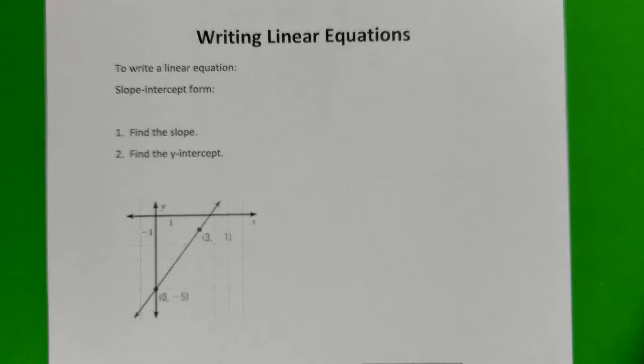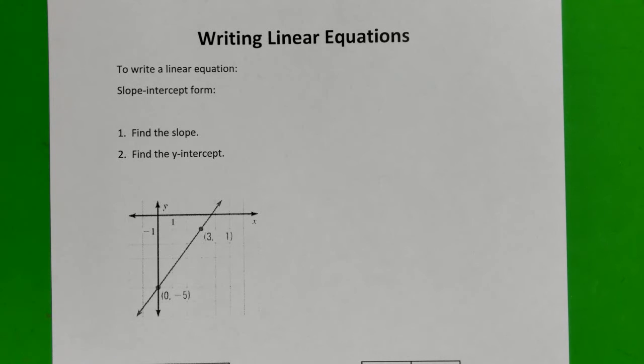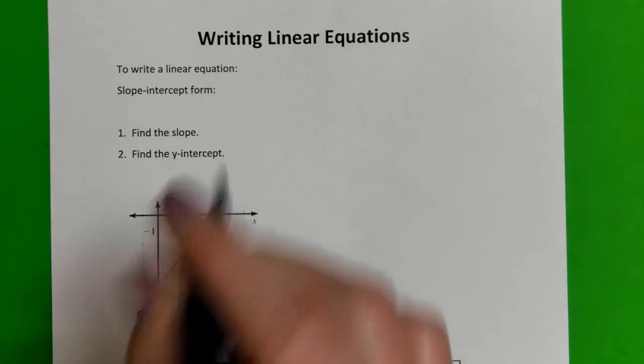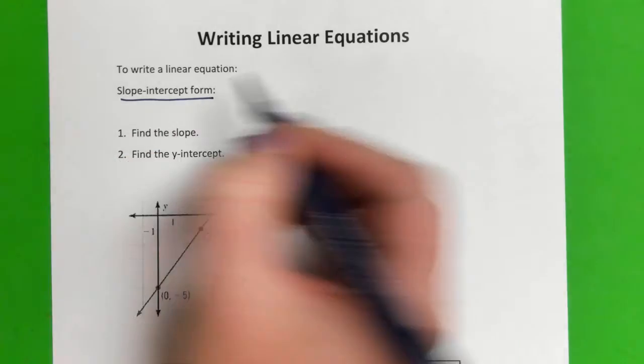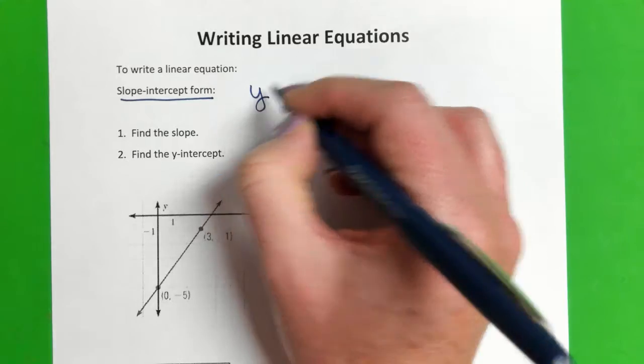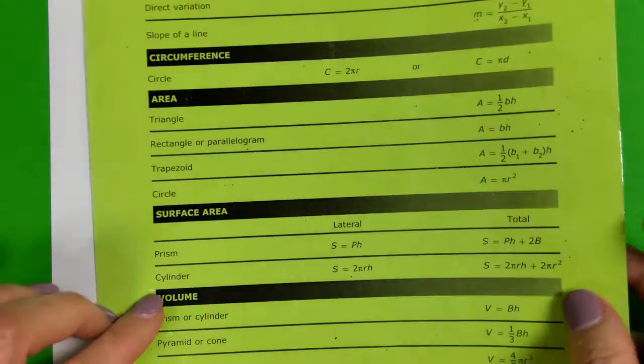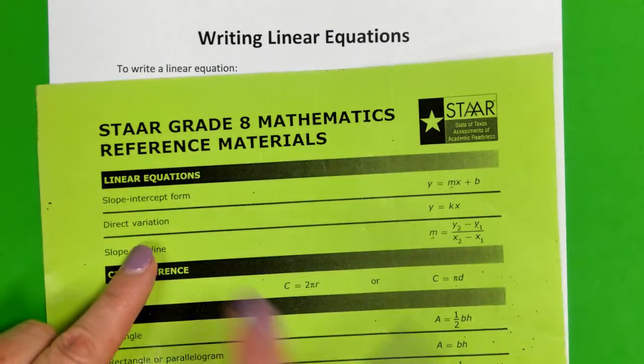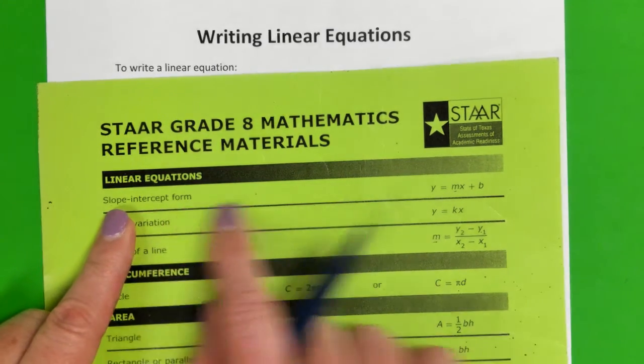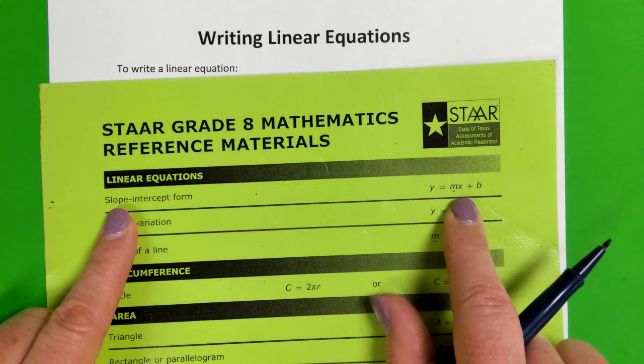For this review, we're going to look at and remind ourselves how to write linear equations. And so the first thing we need to remember is slope-intercept form. This is on your formula chart. I want to show you this real quick. Slope-intercept form is up here at the top. Slope-intercept form, y equals mx plus b.